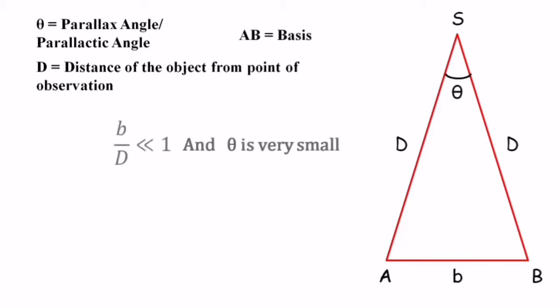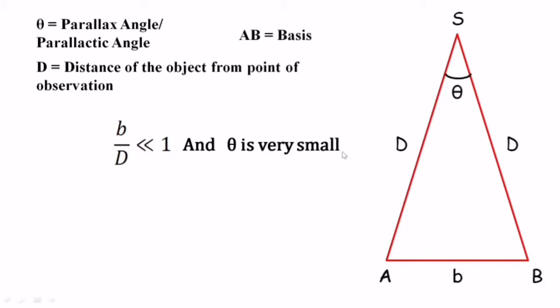What are those? First, b by D is much less than 1. It means that basically the distance between these 2 points A and B is way smaller than the distance of the star from the Earth. And the second, the parallactic angle is very small. You cannot have a very big angle and make this kind of measurement using the formula that I'm about to tell you. So you need b by D very small, less than 1, and you also need the parallactic angle to be very small. So usually we take this as a fraction of a degree, or otherwise known as an arc second, as the unit to measure these angles.